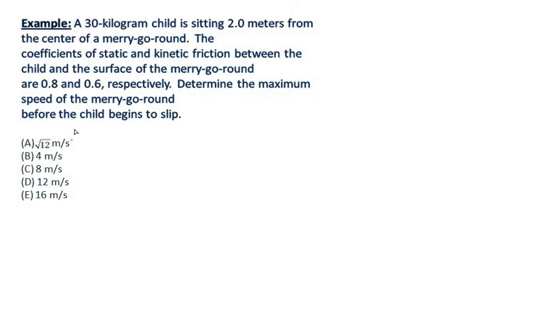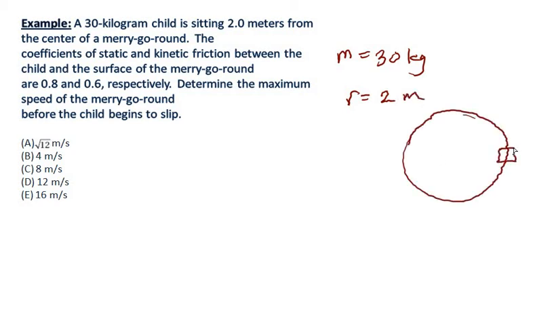This is a multiple choice question. A 30 kilogram child, this is the mass, is sitting 2 meters from the center of a merry-go-round. So this is the radius. This is the cart. The radius is 2 meters. It's the distance from the cart to the center of the circle.